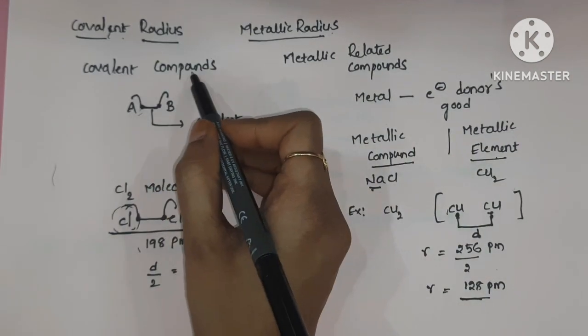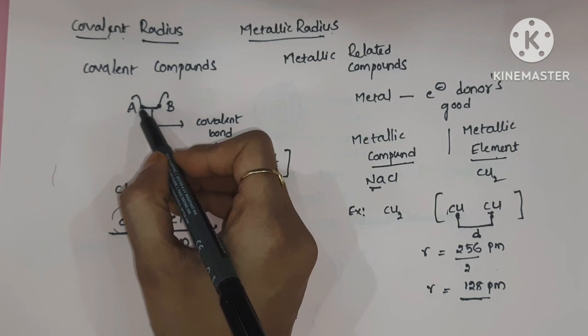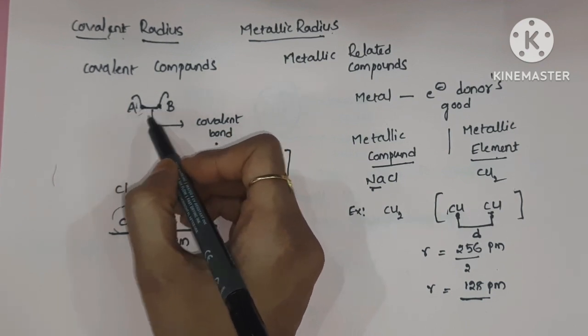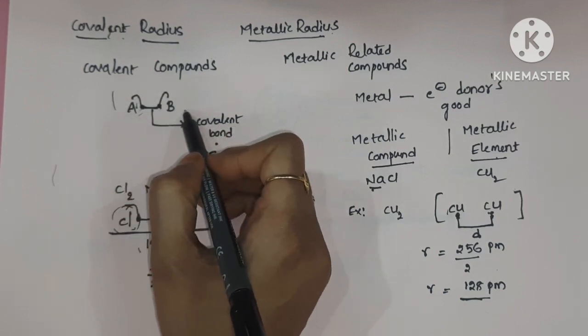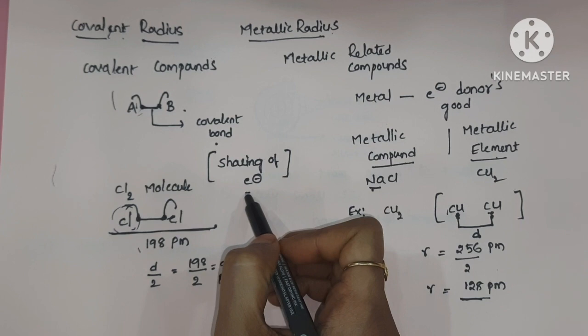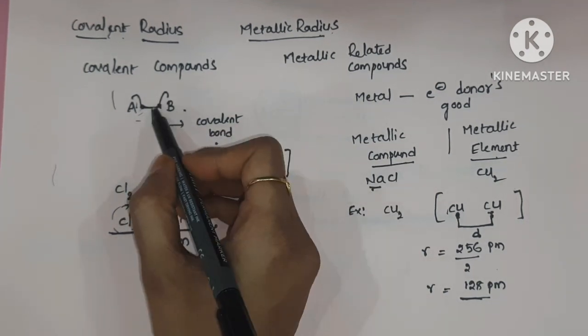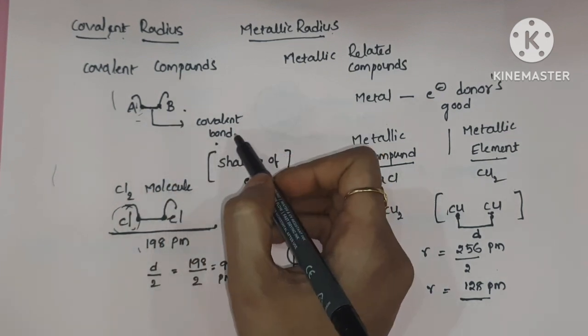Covalent compound means if two atoms bond together by sharing of electrons and form a bond, this compound is called a covalent compound. Equal sharing of electrons, then the compound is a covalent compound, right? So this bond is called a covalent bond.